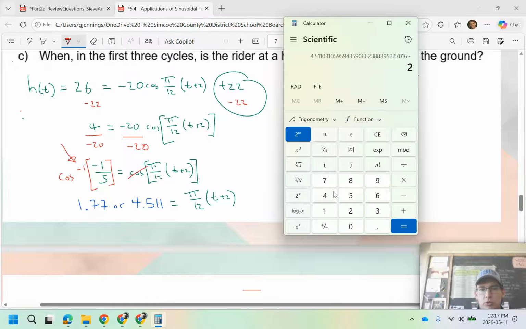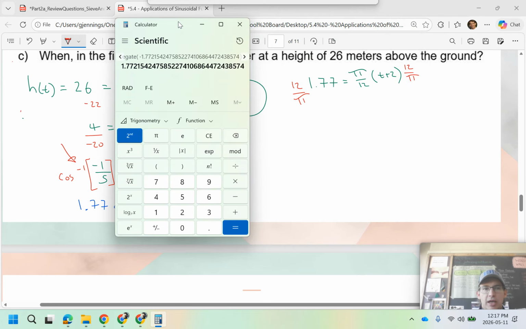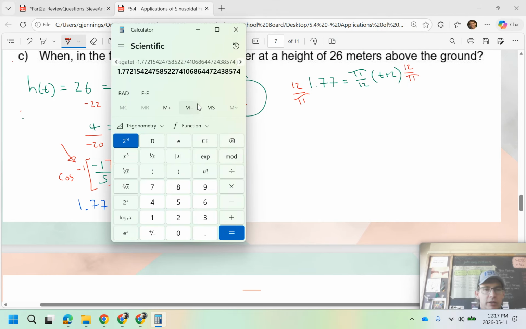Minus 2 times pi equals that. And then flip its sign back to positive. Okay, so I've got that number, the exact one on my calculator. Well, the very good approximate on my calculator. Times 12 divided by pi equals 6.769.